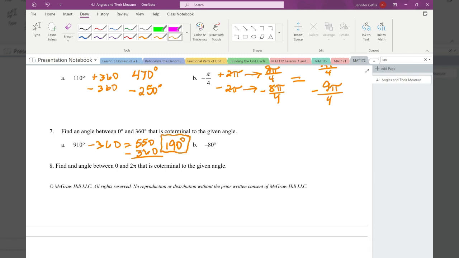So for the next one, we have negative 80, and we need to get it between 0 and 360. Well, this is below 0, so in this case, we want to add 360. And we're going to keep doing this, if needed, until we get something in between 0 and 360. And we just need to do it one time to get 280 degrees.